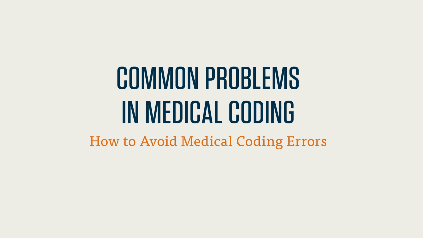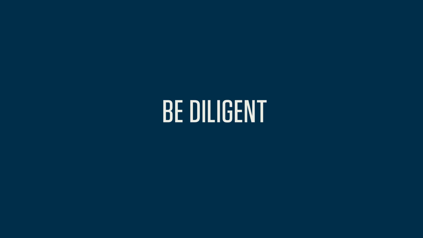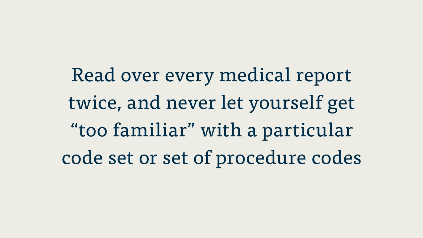How to avoid medical coding errors. Be diligent. Your work as a medical coder will be detail-oriented and full of tiny choices to make every day. You can avoid a lot of medical coding errors just by double-checking your work. Read over every medical report twice, at least, and never let yourself get too familiar with a particular code set or set of procedure codes.